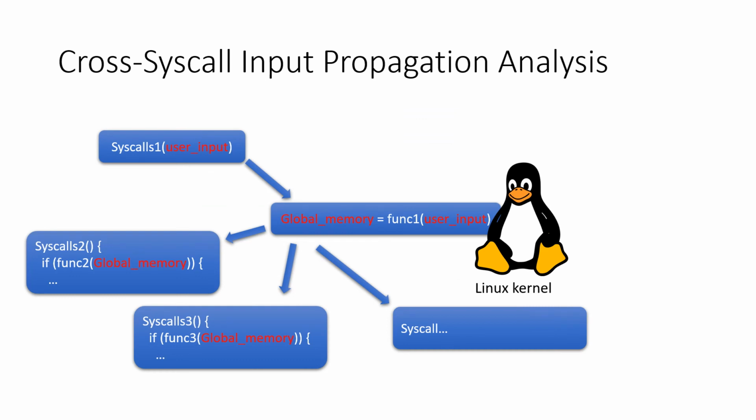The second is syscalls input propagation analysis. For some complex syscalls, it may set some global memory by user input at one syscall, for example the syscall 1 in the figure. Then use the global memory at other syscall, for example the syscall 2 and the syscall 3 in the figure. And there are some complex calculations, for example the function 1, function 2, and function 3 in the figure. If we can analyze all those constraints, we can generate a more complete template for the kernel fuzzing.